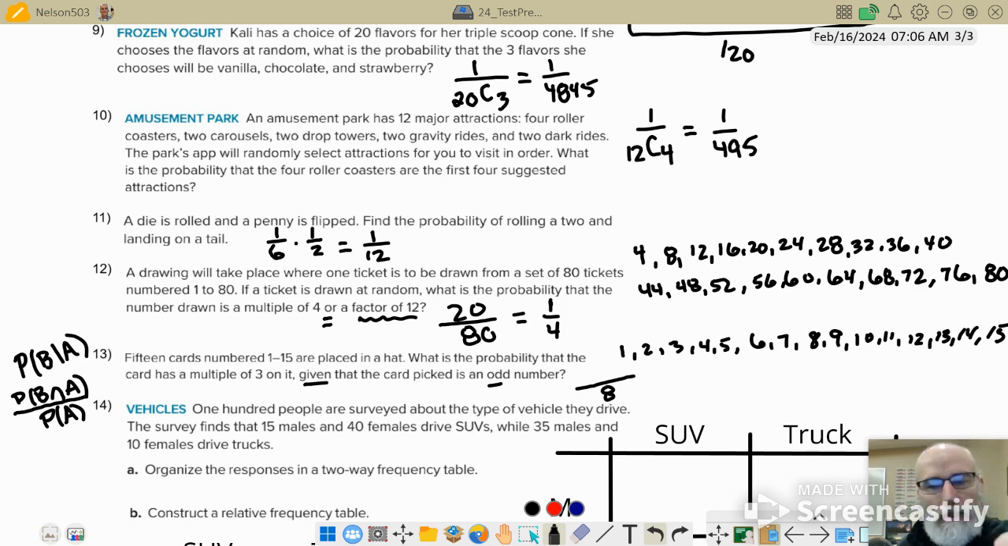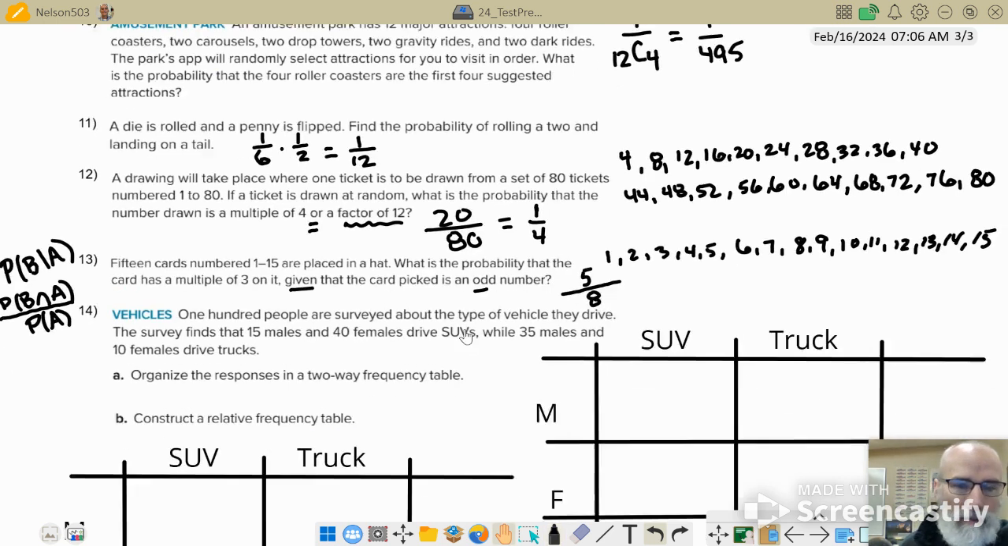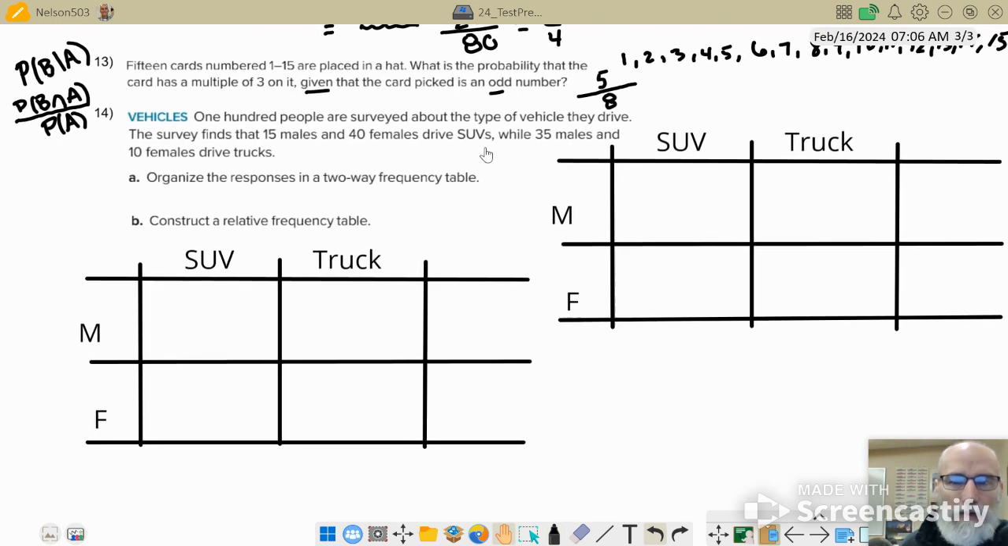Well, 3, a multiple of 3, 6, 9, notice I skipped over 7, right? 12 and 15. I think 5 of those odd numbers are multiples of 3. Okay, so 5 eighths. Now, if you feel like I'm wrong on any of these problems, we're going to have that conversation in class. So that's part of our activity today.